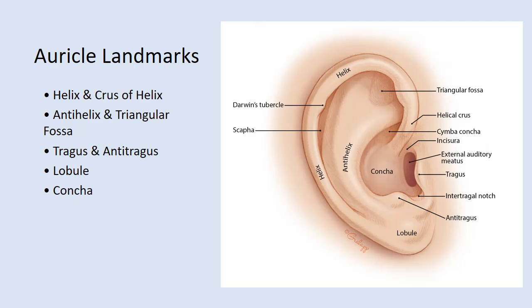You can see all these features in the picture given on the right side of the slide. Anteriorly, you have the tragus and opposite it the antitragus. Below all this sits the soft fleshy lobule. And finally, the deep central depression leading into the canal is the concha.